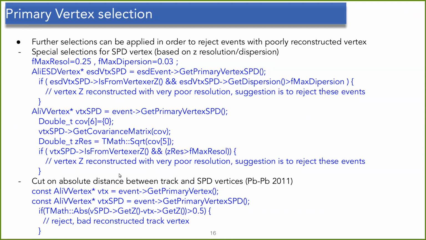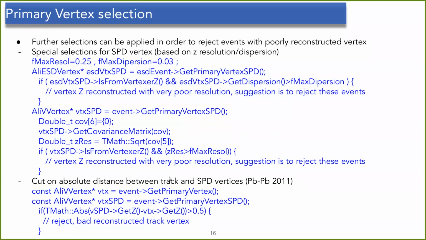to implement those selections. Another additional vertex selection criterion is basically using the resolution and the dispersion of the vertex z position.